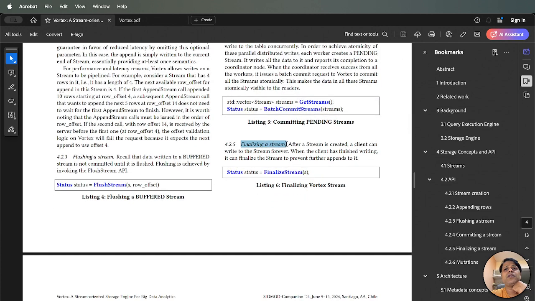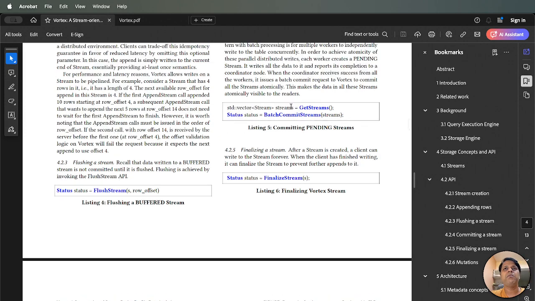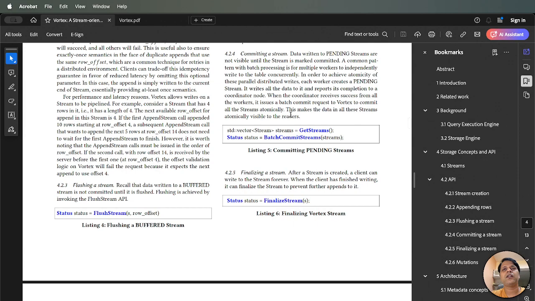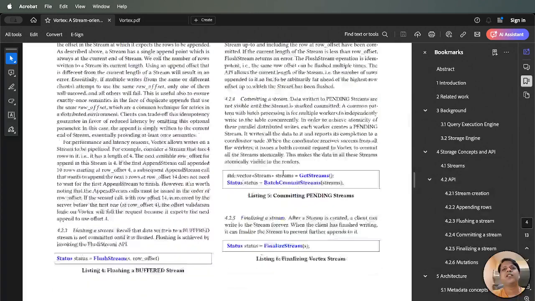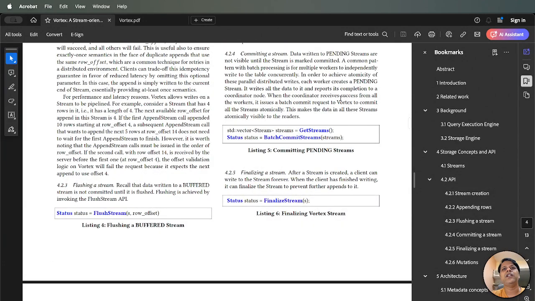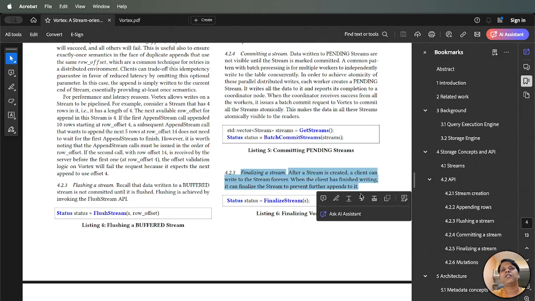Finalizing a stream. After a stream is created, a client can write to the stream forever. When the client has finished writing, it can finalize the stream to prevent further writes. So basically this is the end of the streaming. Committing is the end of writing; if it is writing in batches through flushing, then that can be the end of the data cycle, but this is the end of the stream's life cycle.